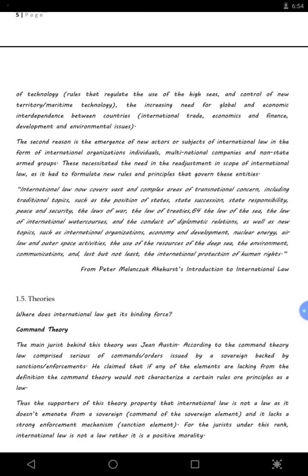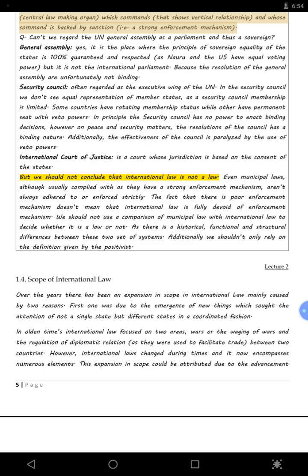A central law-making organ, which commands, that shows vertical relationship, and whose command is backed by sanction, i.e., a strong enforcement mechanism.